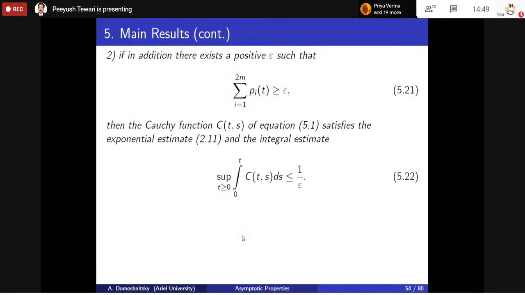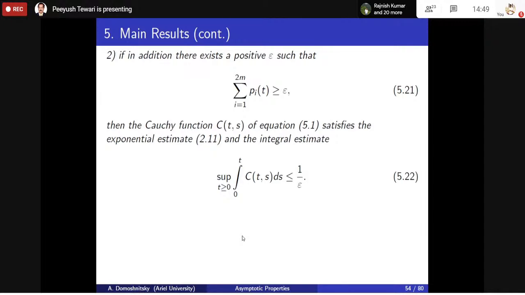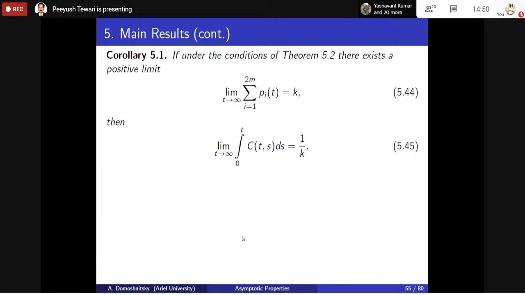Okay, I explained that the difference of coefficients should be positive, and we have that the Cauchy function C(t,s) of our equation satisfies an exponential estimate, and we have the exponent of the integral of C(t,s). Next, please. Next, please.